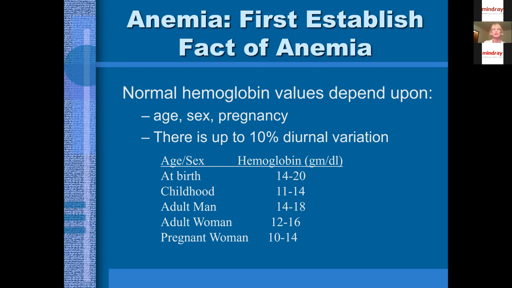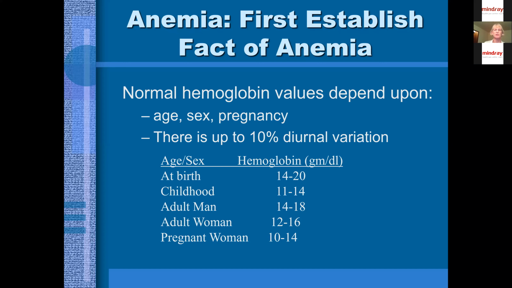So the first step in determining the cause of anemia is to establish that the person actually has anemia. And as I'm sure most of you know, hemoglobin values vary depending on your age, sex, and whether the woman is pregnant. And also, many people aren't as aware that there's up to a 10% diurnal variation in your blood count. So the hemoglobin tends to be higher in the morning and lower in the evening.